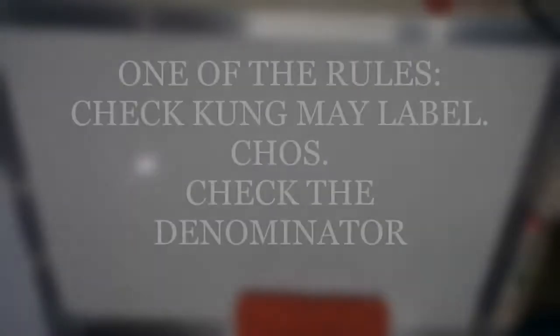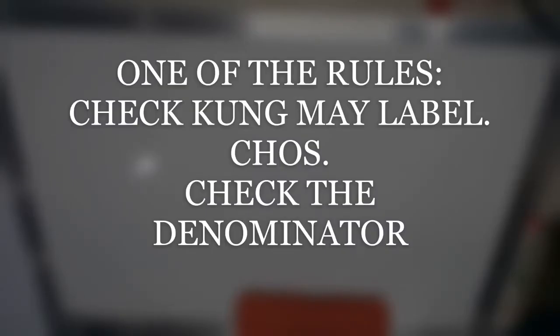Meron tayong one rule or one simplest rule na kailangan tandaan dyan. You have to check first the denominator. So, why do we have to check the denominator? Kasi, dalawa lang yan. Parehas sila ng denominator, so we just have to copy the denominator and then solve sa numerator. Simplify lang yung numerator.